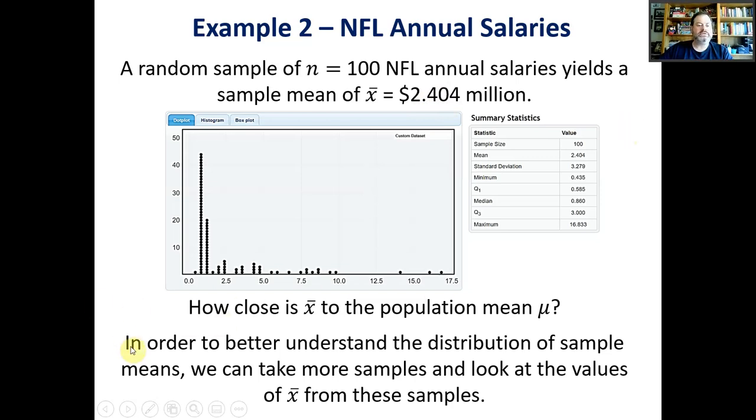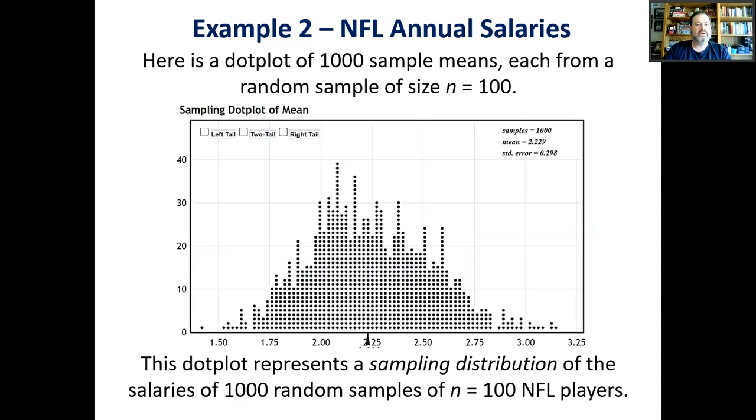In order to better understand the distribution of sample means, we can take more samples and look at the values of X bar from these samples. So here we have one sample. We know X bar. What if we took 1,000 samples? So here, this is a dot plot of 1,000 sample means. Every dot on here is an X bar, each from a random sample of size n equals 100 from the population of all NFL salaries.